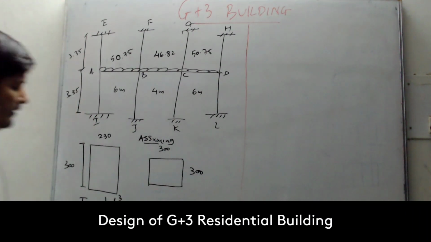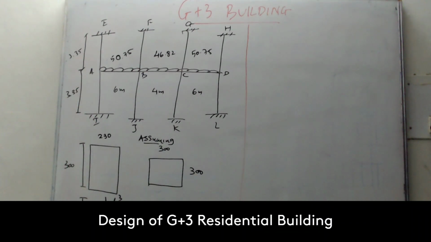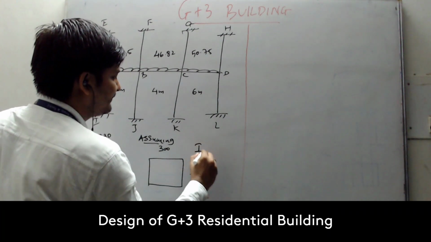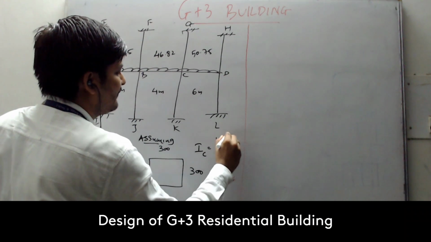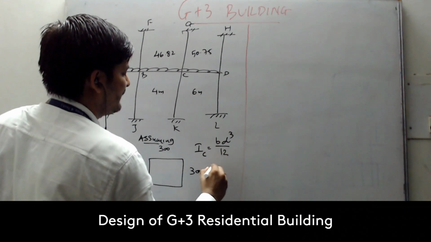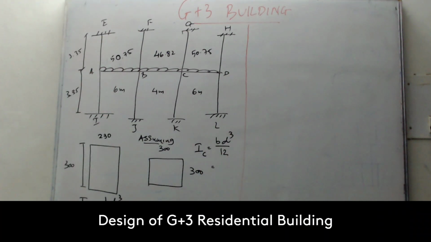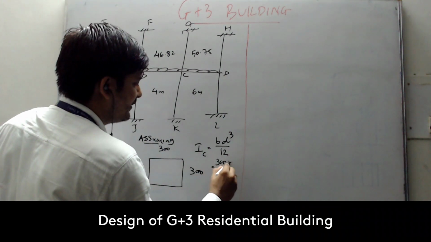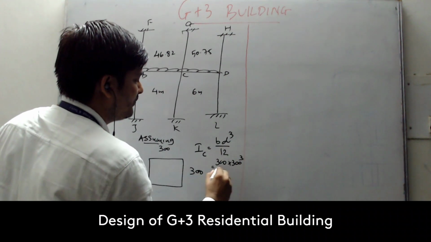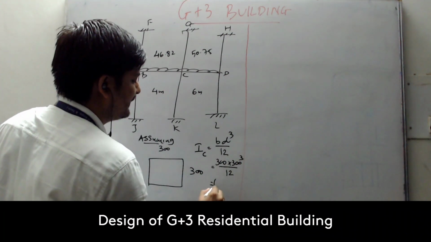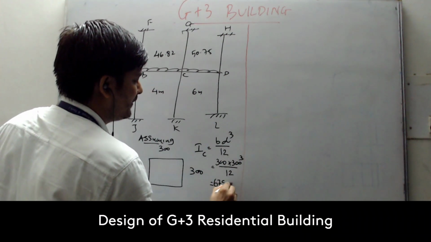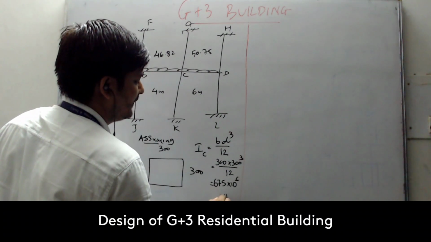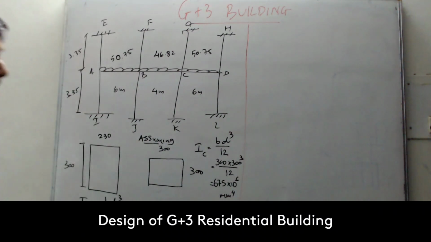Same way we need to calculate moment of inertia for column. Let us denote it by IC. Again same formula, BD cube by 12. So 300 multiplied by 300 cube divided by 12. So I am getting my answer as 675 into 10 raised to 6 mm raised to 4. So this is my moment of inertia for column, right?